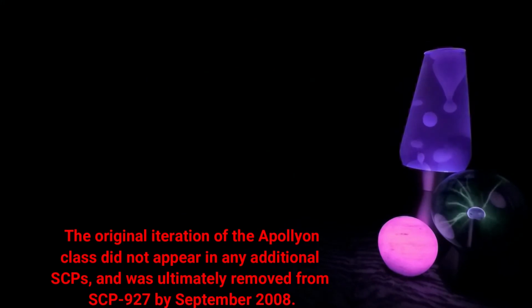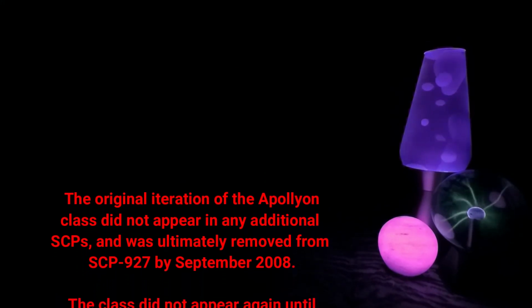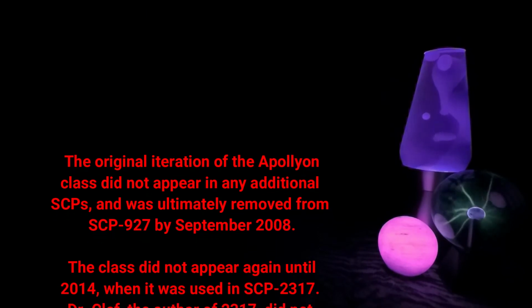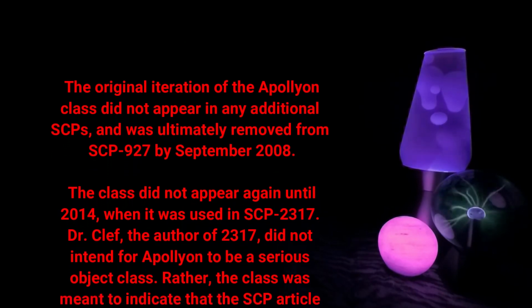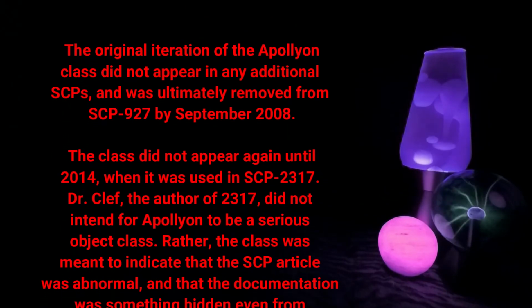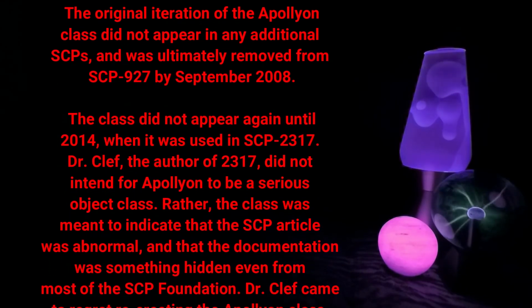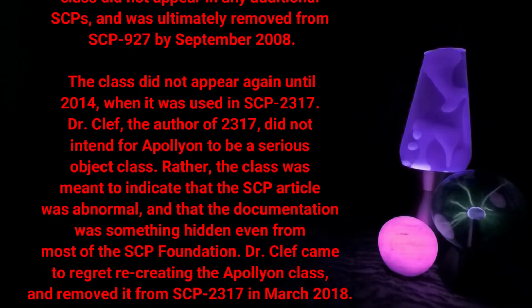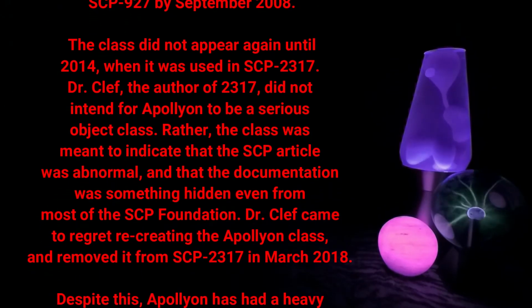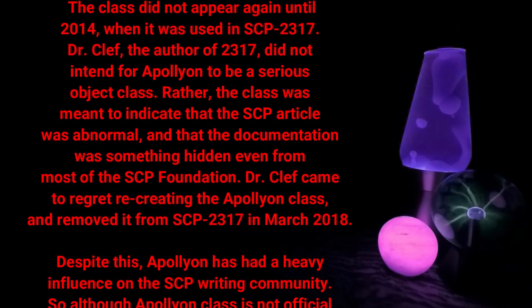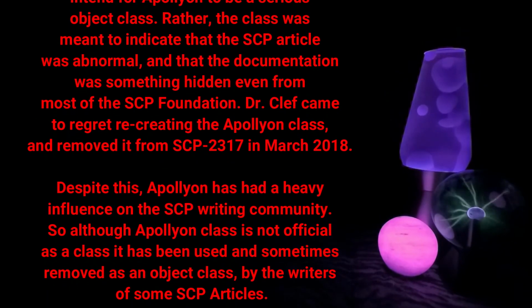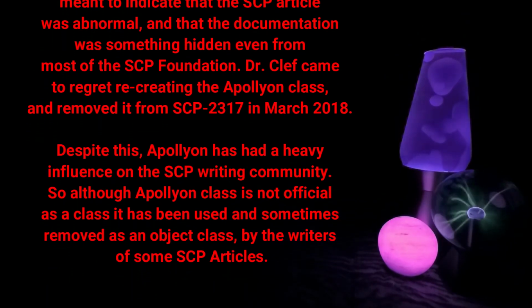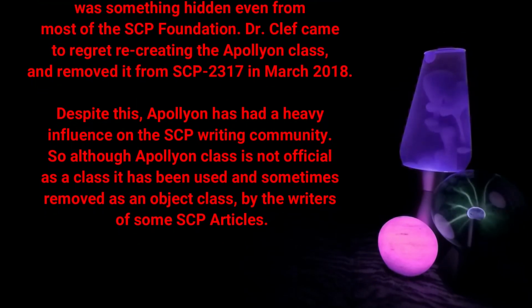The original iteration of the Apollyon class did not appear in any additional SCPs, and was ultimately removed from SCP-927 by September 2008. The class did not appear again until 2014, when it was used in SCP-2317. Dr. Clef, the author of 2317, did not intend for Apollyon to be a serious object class. Rather, the class was meant to indicate that the SCP article was abnormal, and that the documentation was something hidden even from most of the SCP Foundation. Dr. Clef came to regret recreating the Apollyon class, and removed it from SCP-2317 in March 2018.